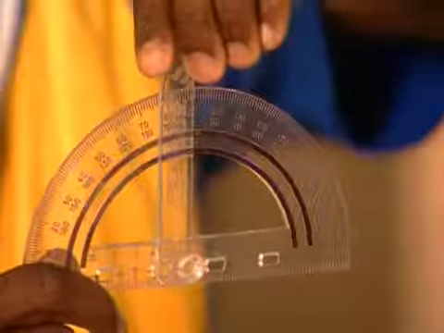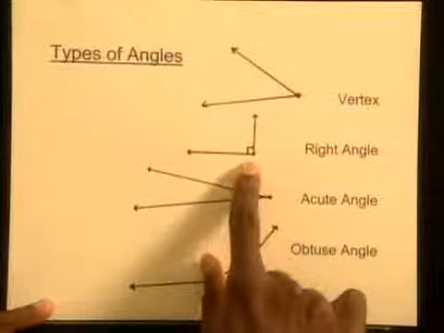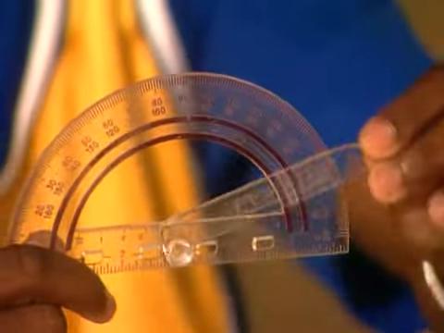Now, some of these angles have different names. A right angle is when we are at 90 degrees. When we form this L, this gives us a right angle. If you have angles that are less than 90 degrees, these nice little ones here, these are called acute angles. Any angle less than 90 degrees is acute.